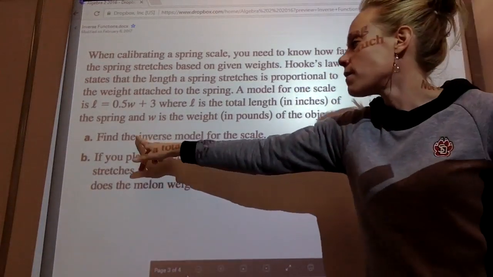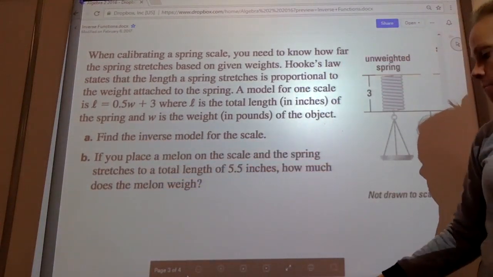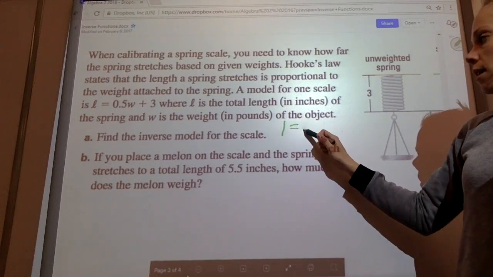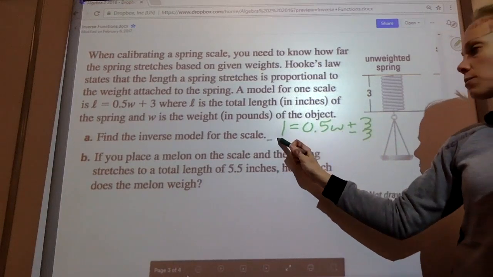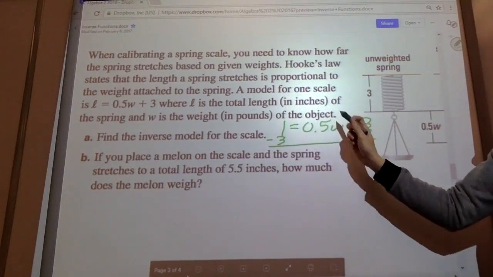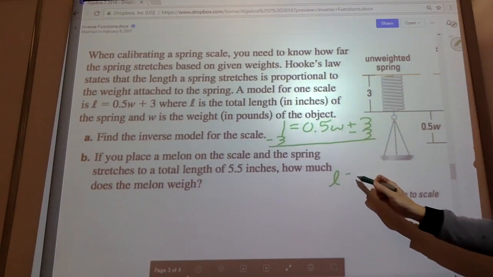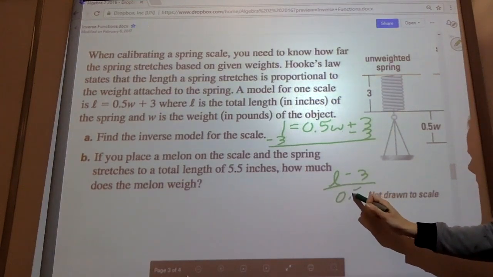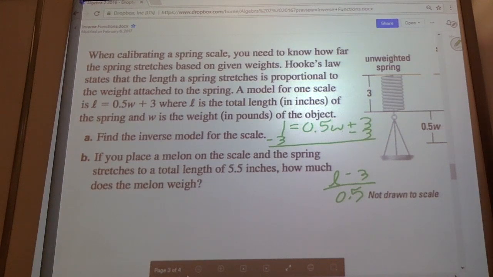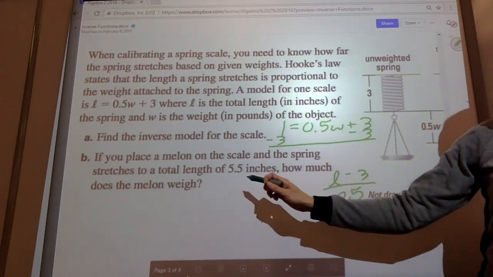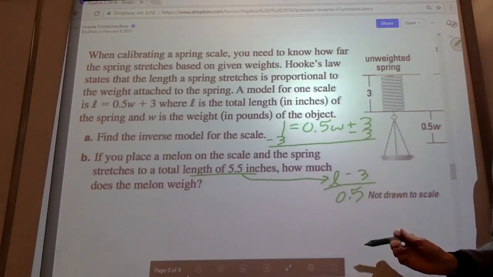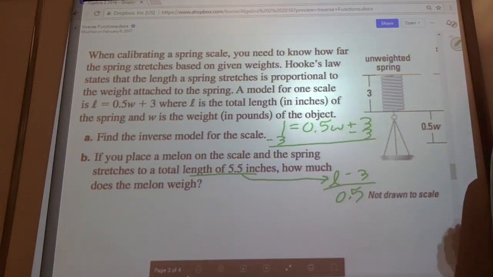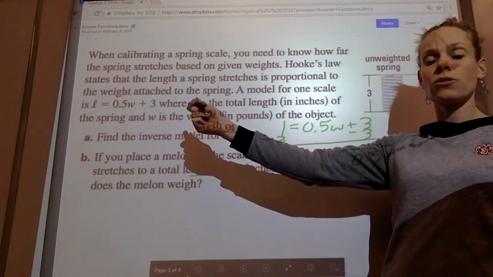So the first part here, find the inverse model for the scale. I would take my equation there and just solve for W. So subtract 3, divide by half. So I'd get (L minus 3) over 0.5. That would be my inverse function. And then, why do I have an inverse function? Because now if I have the length of 5.5, I can just put 5.5 in for L and solve for weight. It's easier to use the inverse function to solve than it would be the original function to solve.